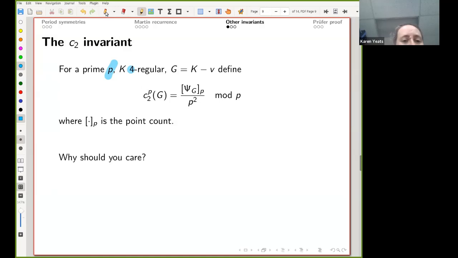And now what am I going to do? So these are my favorite graphs again. I'm going to say that the C2 invariant at P of G is you take the Kirchhoff polynomial or the dual Kirchhoff polynomial. And now what is this notation? This is some point count over the finite field FP. So you're now back to putting on your algebraic geometer hat, and you're thinking of this as a variety, the set of points where this polynomial is 0. But now I'm thinking of it over this finite field.